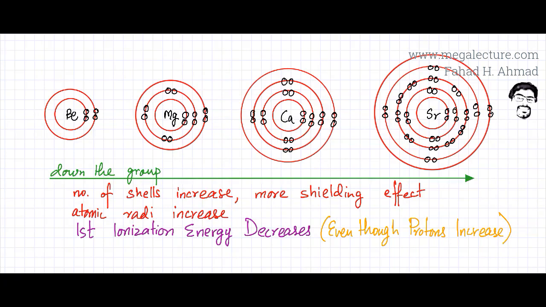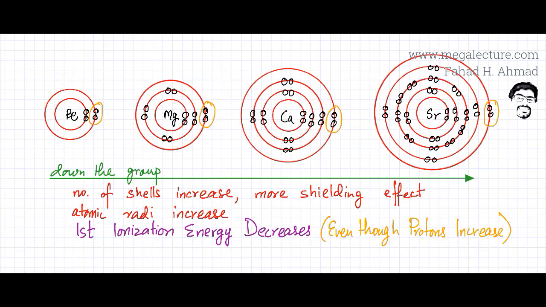Another thing that should be noted is that for each element, getting rid of the first 2 electrons is the easy part. These electrons are furthest away from the nucleus, so removing those outer 2 electrons is going to be relatively easy.